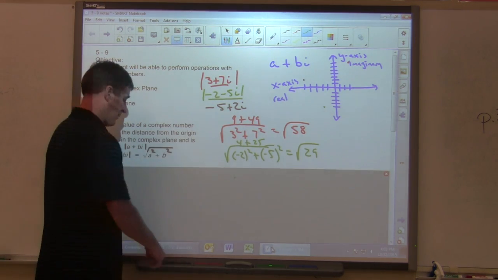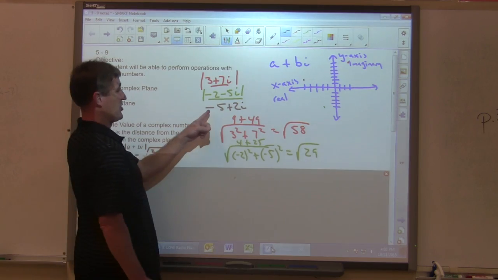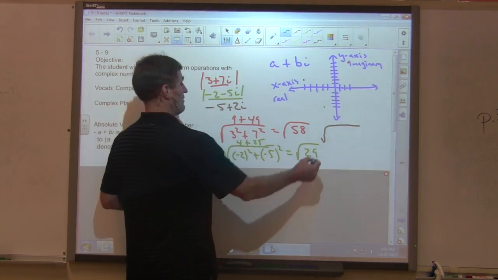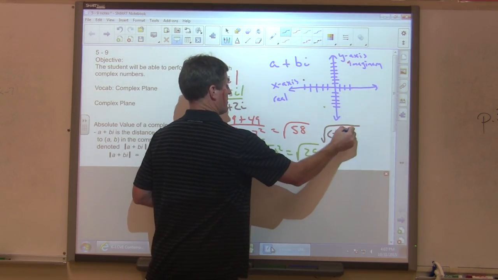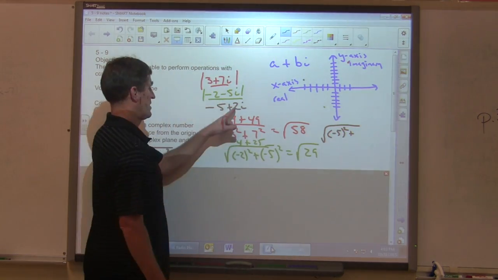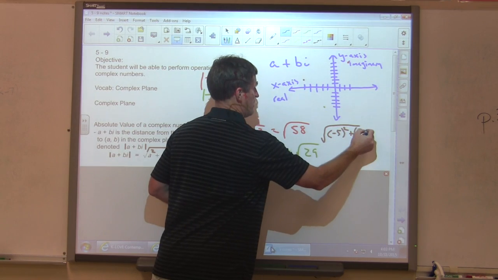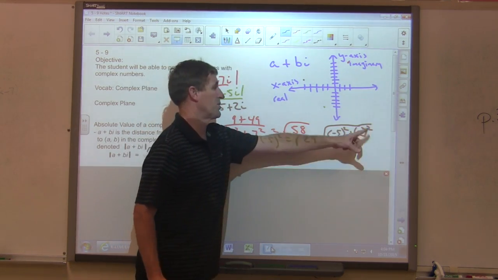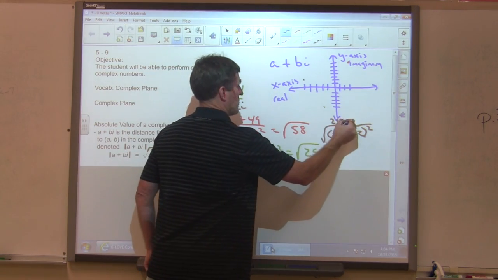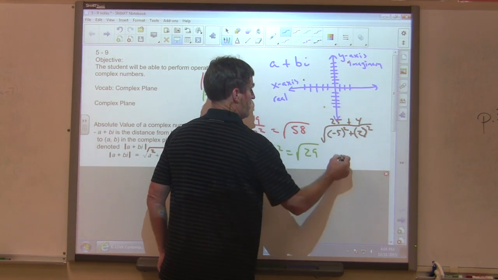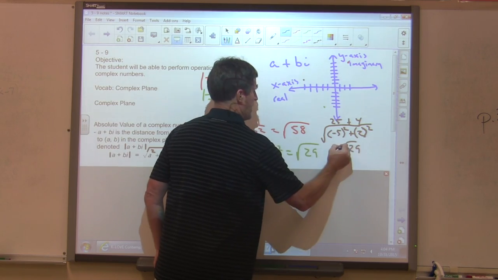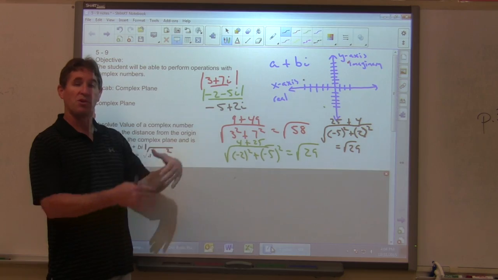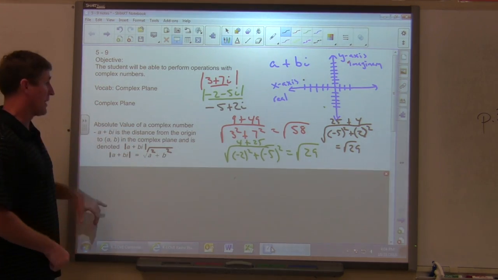You can see what's going to happen with the next one. It's just going to be the square root of negative 5 squared plus 2 squared. So again, we get 25 plus 4, and we get the square root of 29 again. So the negative signs really don't affect it, because when you square it, that's going to be a positive number anyway.